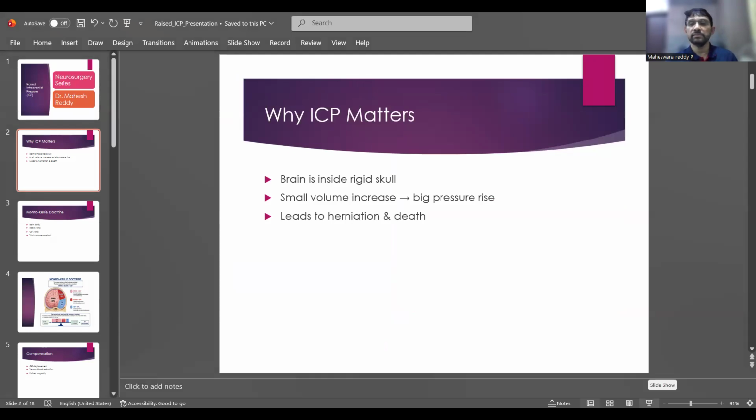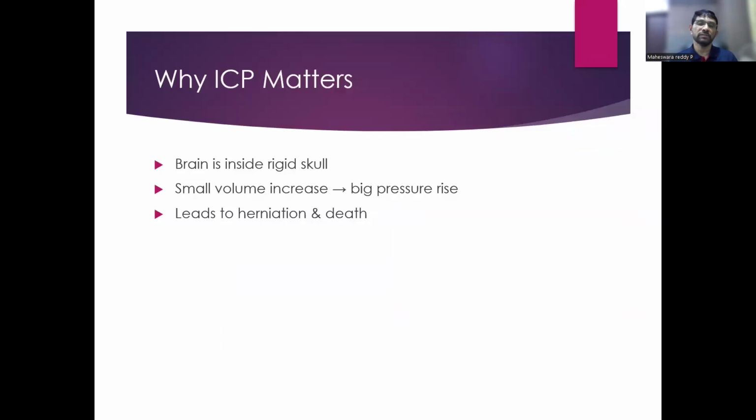So why does raised intracranial pressure matter for us? Imagine the skull is a rigid, fixed cavity. It is a bony structure. It cannot expand. So even a small volume increase in the content of the skull will lead to a very big rise in the intracranial pressure. What does it do? It will lead to herniation and death if not treated immediately.